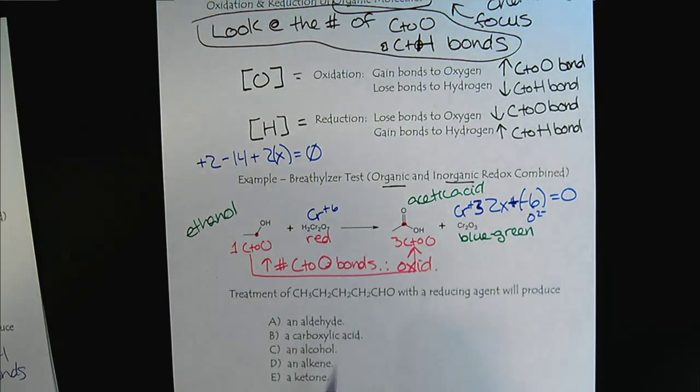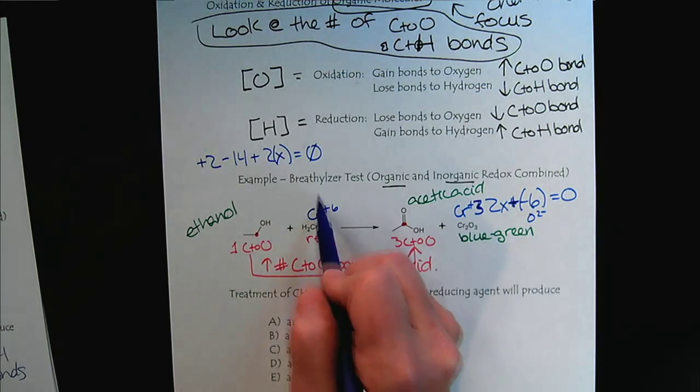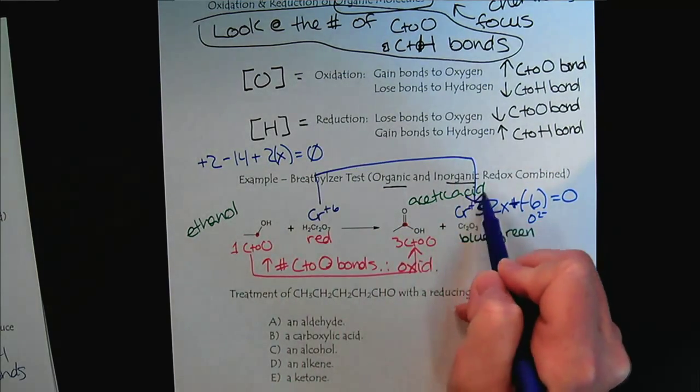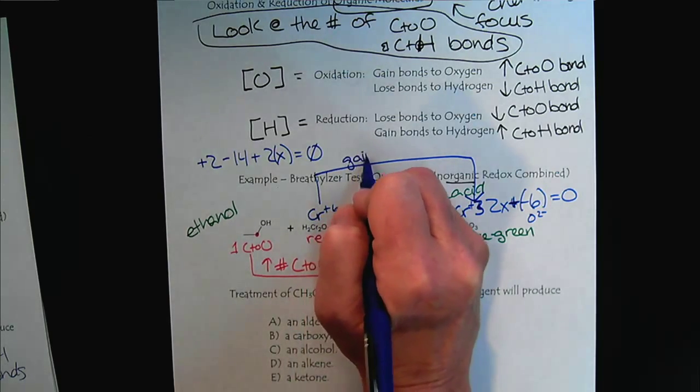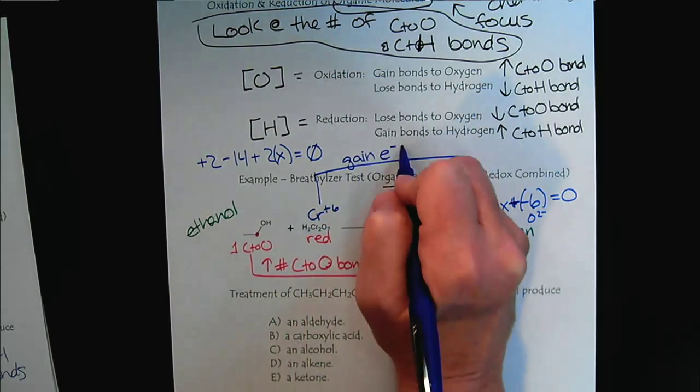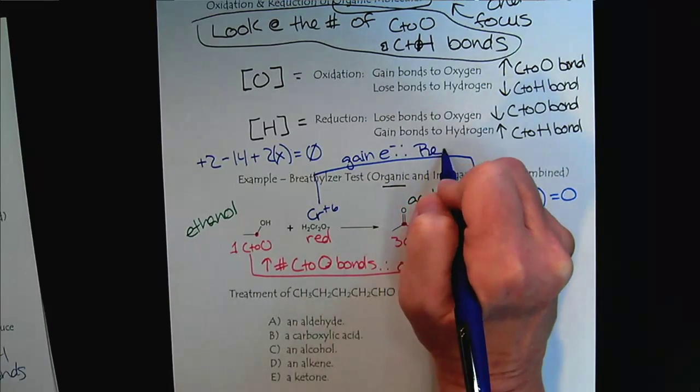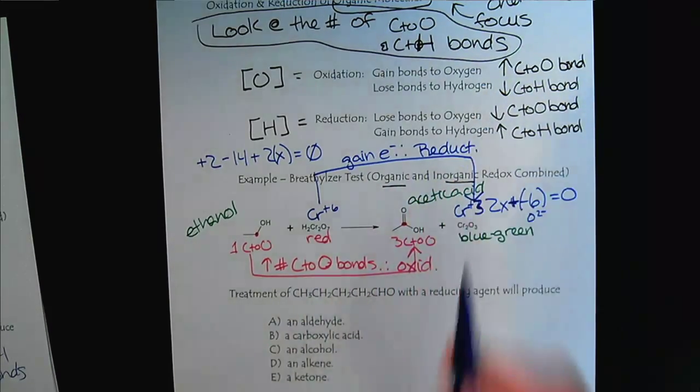So what happened to the chromium? Chromium went from +6 to +3. How would it do that? It would have to gain electrons. And gaining electrons is reduction.